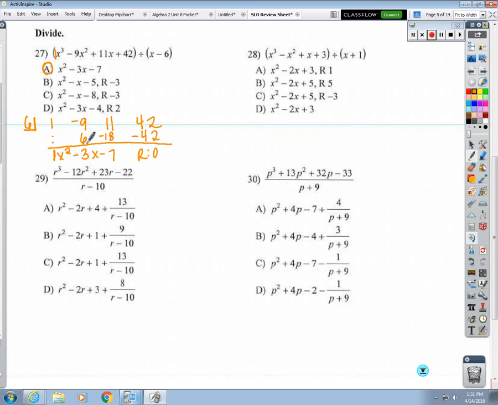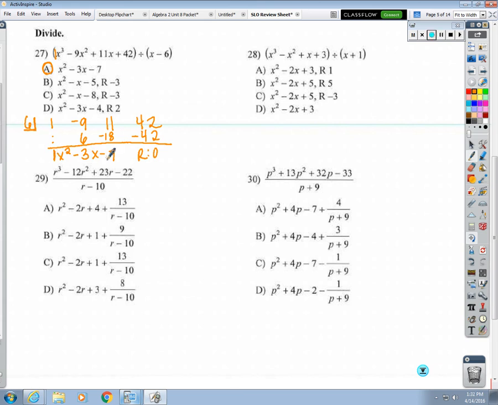Negative 9 plus 6 is negative 3. It then multiplies by 6 to make negative 18. 11 minus 18 is negative 7. It then multiplies by 6 to make negative 42, which gives us 0. Whatever drops below the line multiplies by 6 to give you that next number above the line. Like what if this was x plus 6 to begin with? Then it would be negative 6, and every number would have been multiplied by negative 6.